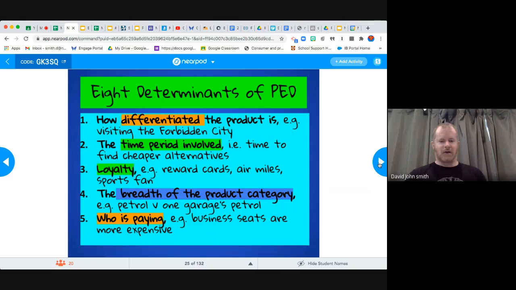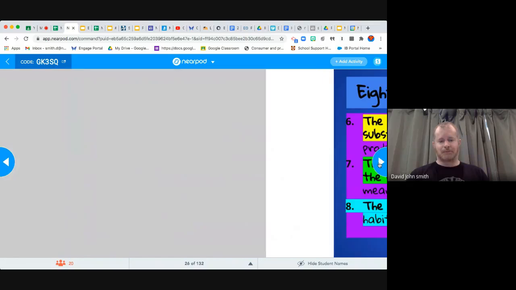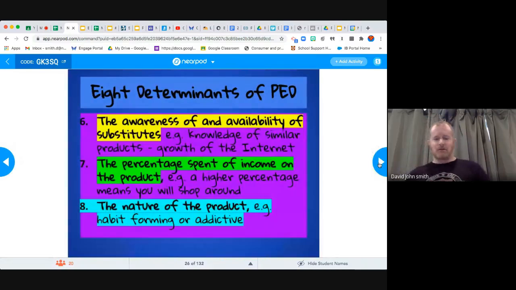So there are 5 determinants there: how differentiated the product is, the time period involved, how loyal the customers are, the breadth of the product category, and who is actually paying for the product. The next 3, these are ones, again, we see this all the time, the idea of how aware you are and how available substitutes are.